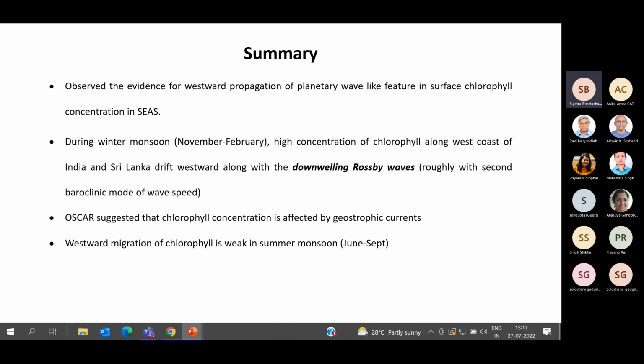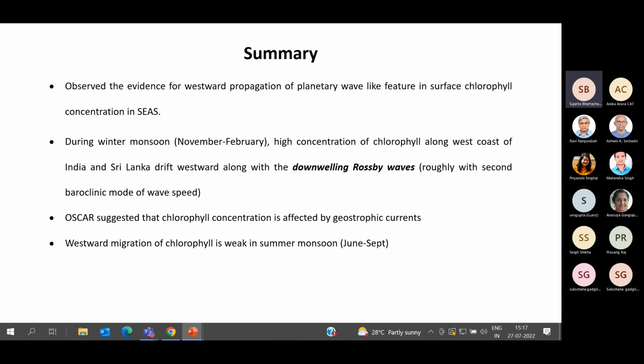Summary. The observed evidence for westward propagation of planetary wave-like feature in sea surface chlorophyll concentration is observed in the seas. During the winter monsoon, that is from November to February, the high concentration of chlorophyll along the west coast of India and Sri Lanka drift westward along the downwelling Rossby waves, roughly with the second baroclinic speed of the wave.